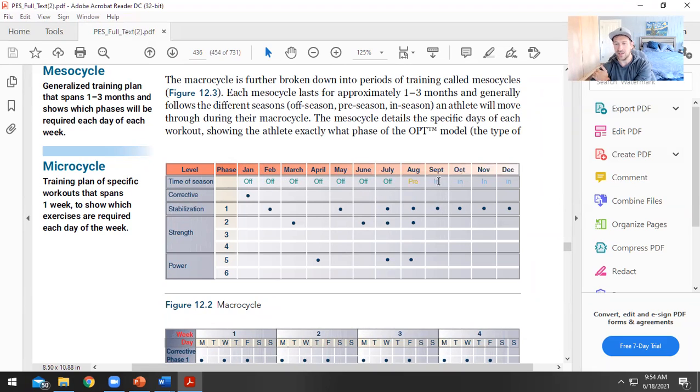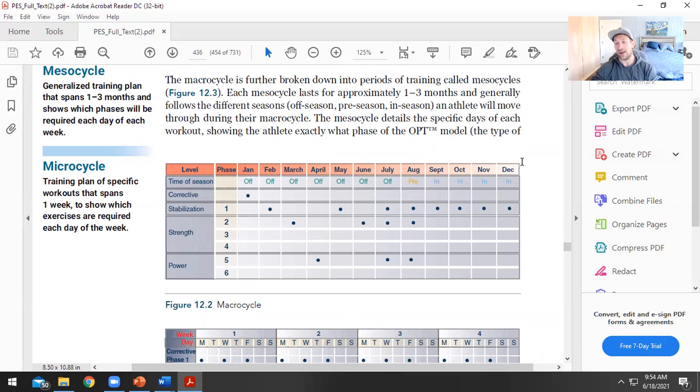August is the preseason, and then they're in mid-season in September, October, November, and December, right? So we don't want to work our client too hard while they're in the middle of the season. So we're really focusing on just keeping them in the stabilization phase the entire time. So the rest of their stuff looks like this, right?